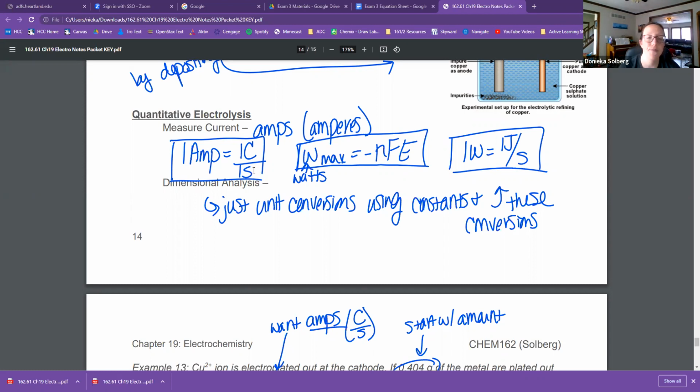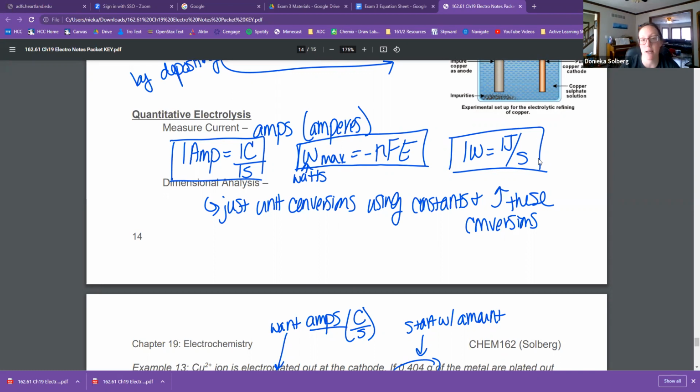This is on the equation sheet. If I ask for the watts, watts are related to those electrons moving and whatever that E cell is. So your max wattage for a reaction is negative nFE. That should look familiar. Negative n is number of electrons, Faraday's constant, and your E cell. Okay. We also need to know that 1 watt is the same thing as joule per second. So it's the amount of energy per second. So watts are more related to the amount of energy you're going to get, and amps is related to the electrons.